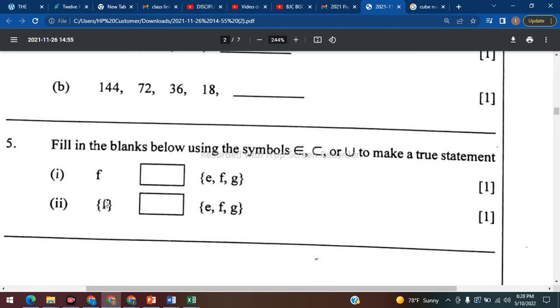Okay, now this one. Subset or element? Which symbol? The second one. The second one. Very good.